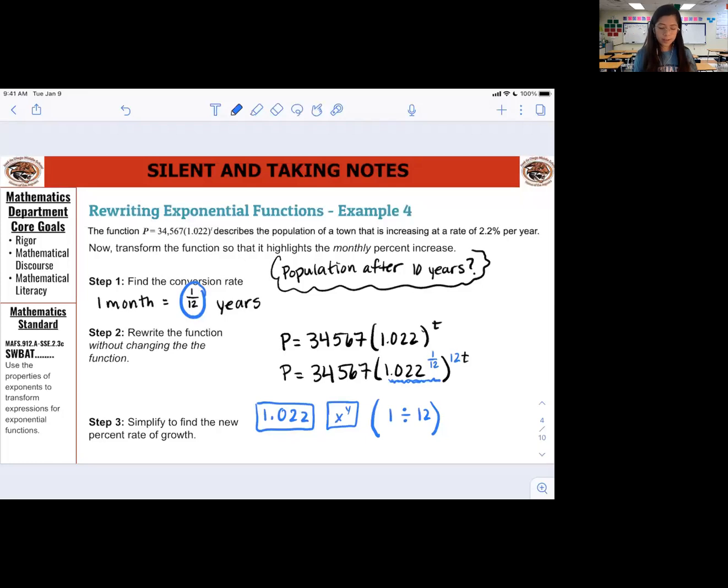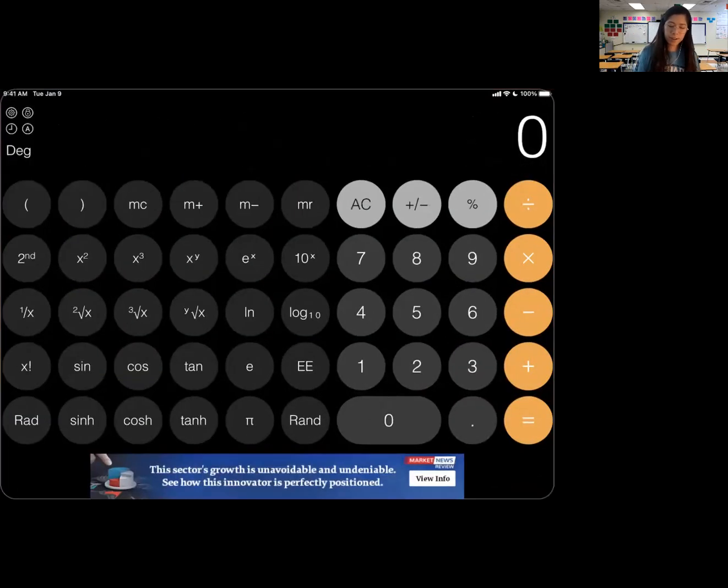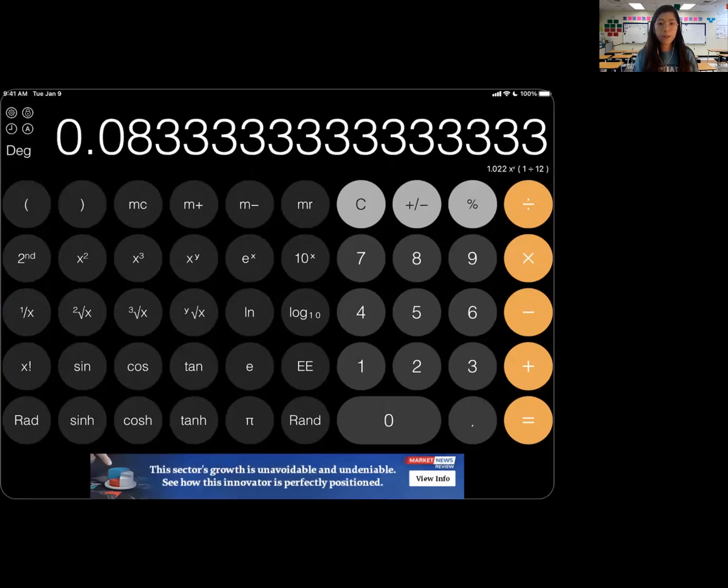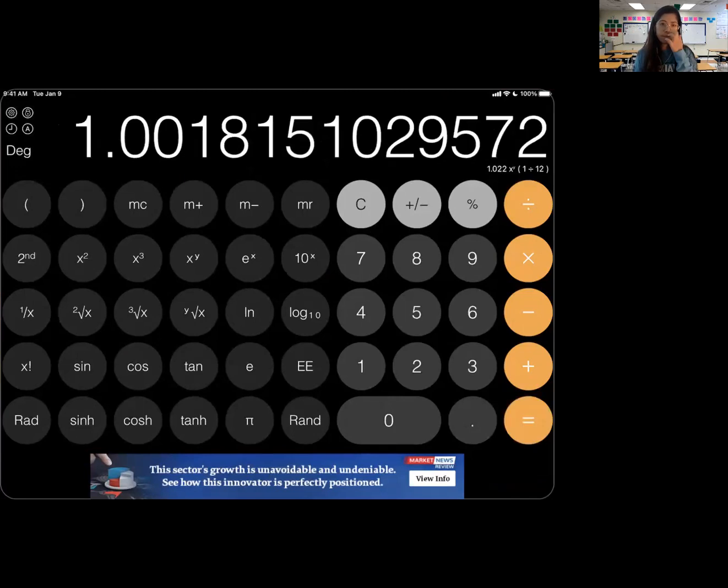So let's do this. And I see a question in the chat. I'll answer it afterwards. So 1.022, hit your exponent button. Now you have to make your parentheses so that you can group together your fraction. So parentheses, 1 divided by 12. Close the parentheses. And then you have to hit enter because this is not my final answer. I have to hit enter. And there it is. 1.0018.